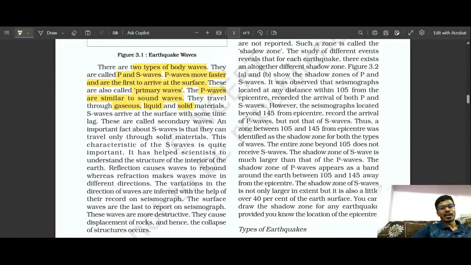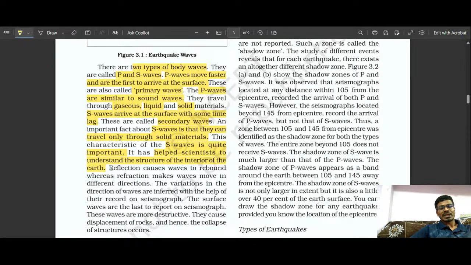S waves arrive at the surface with some time lag, meaning they don't come at the same pace as P waves. They have a slower speed, so they are known as secondary waves. An important factor about S waves is that they can only travel through solid material. This characteristic is quite important because it helps scientists understand the structure of the interior of the earth.